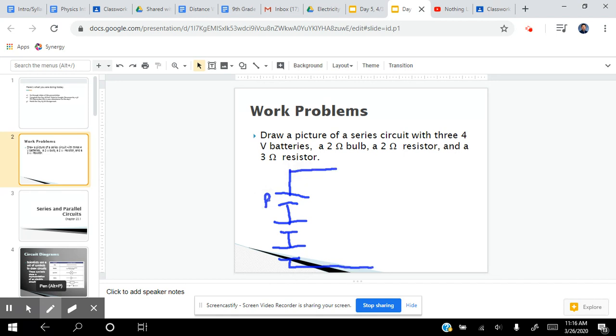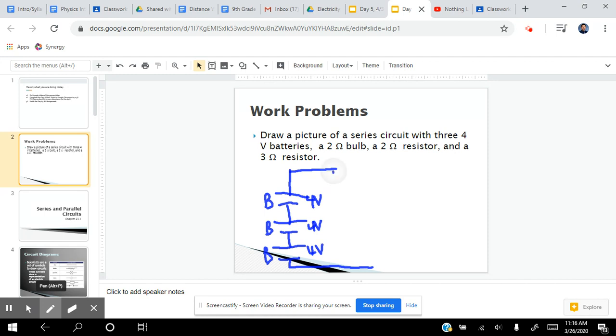I wouldn't normally do this, but just so you can see where the batteries are at, I'm going to put a B next to them, battery, battery, battery. And then I would put 4 volts, 4 volts, 4 volts. And then this is all in series, so it's just one path for the charge to flow.